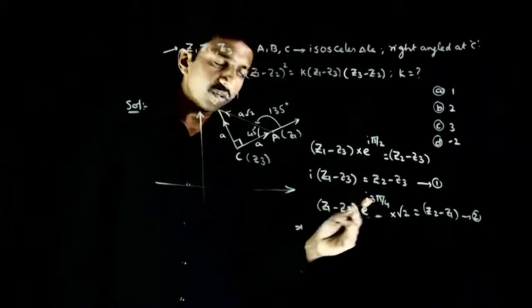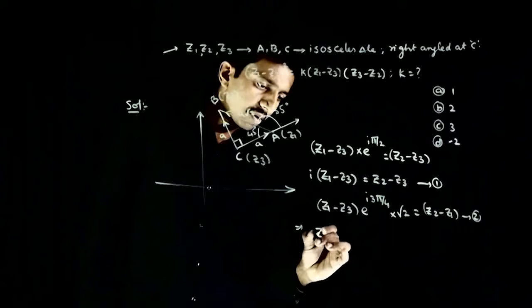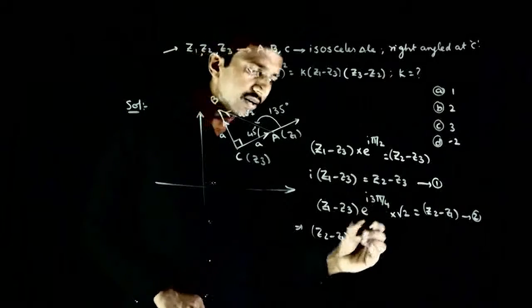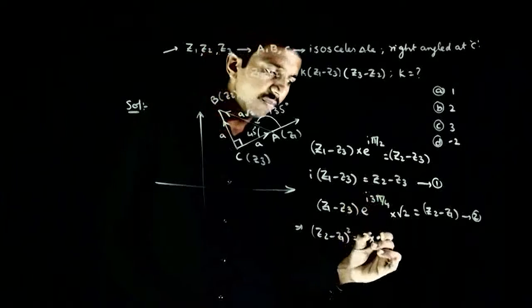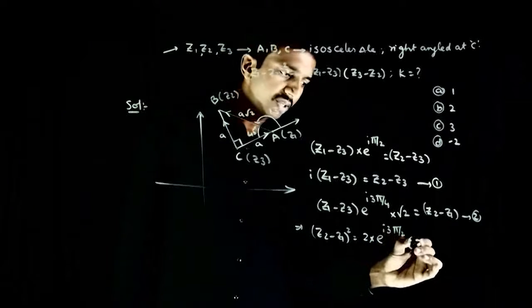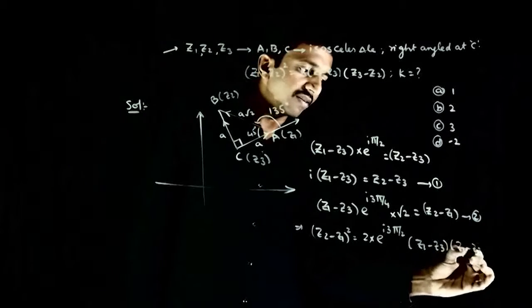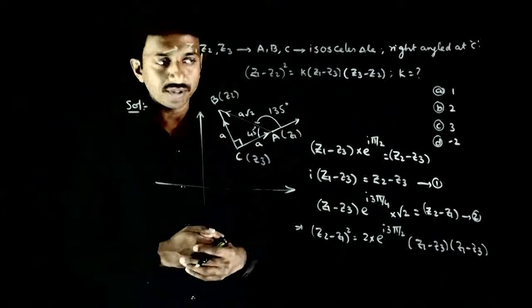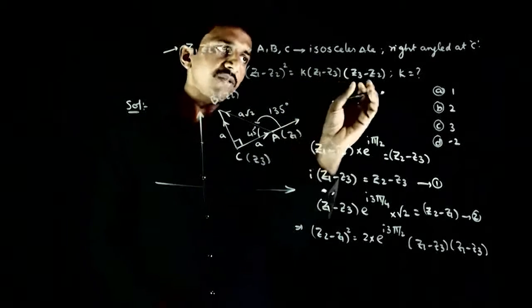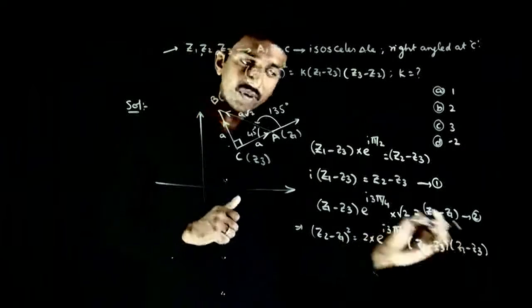If I square this equation, Z2 minus Z1 whole square is equal to 2 times e power i 3 pi by 2 into Z1 minus Z3 whole square, because I need Z1 minus Z2 whole square to come with one factor of Z1 minus Z3 and another of Z3 minus Z2. For that I will keep it like this.